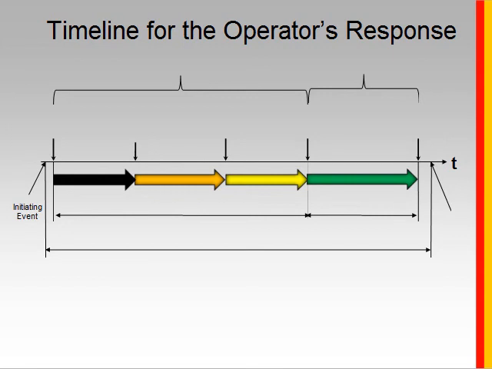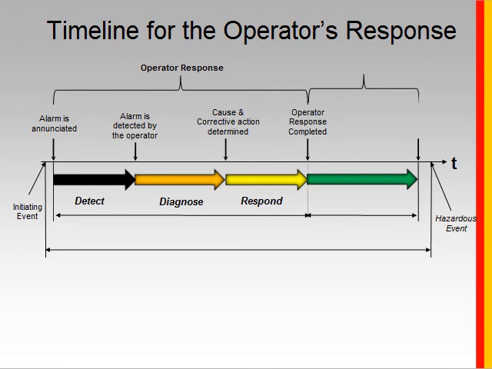So now let's look at the timeline for the operator's response. We've got our initiating event occurring, and then shortly thereafter, hopefully, the alarm is successfully enunciated. So now let's look at the things that will occur in between the enunciation of the alarm and the hazardous event occurring. And hopefully we'll have everything occur that needs to so that the hazardous event does not result. And we talked about the things that the operator needs to do with detecting the alarm, noticing that it exists, figuring out what the problem is and what they need to do, and then taking the corrective action. So that's the operator's response.